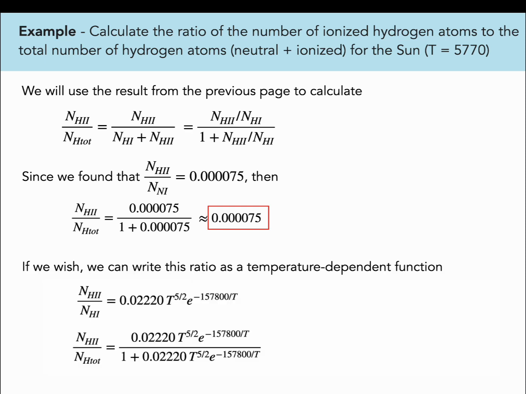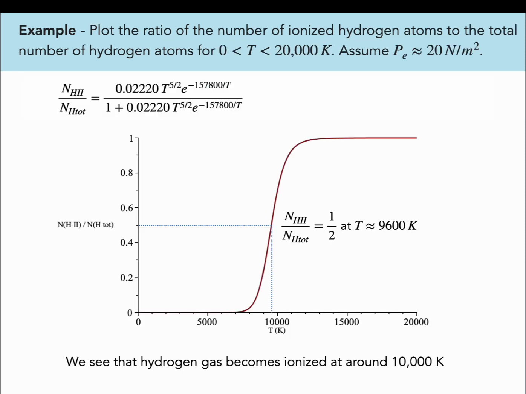Now, if we want, we can write this ratio as a temperature-dependent function. So if we go back and plug the temperature dependence into the Saha equation and just leave T as a variable, we get this result. And that's going to be handy for the next example. So here we're evaluating that now temperature-dependent ratio, plotting the ratio of the number of ionized hydrogen atoms to the total number of hydrogen atoms from 0 to 20,000 degrees.